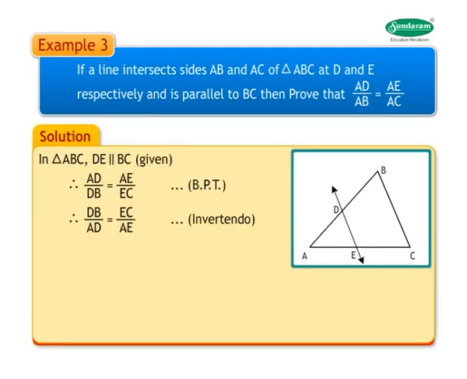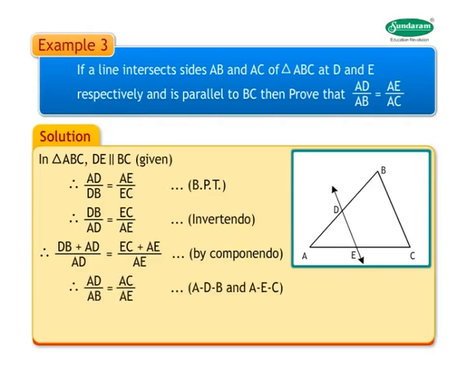Therefore, by invertendo, DB upon AD is equal to EC upon AE. Therefore, by componendo, DB plus AD upon AD is equal to EC plus AE upon AE. Therefore, AB upon AD is equal to AC upon AE, as A-D-B and A-E-C. Therefore, by invertendo, AD upon AB is equal to AE upon AC.